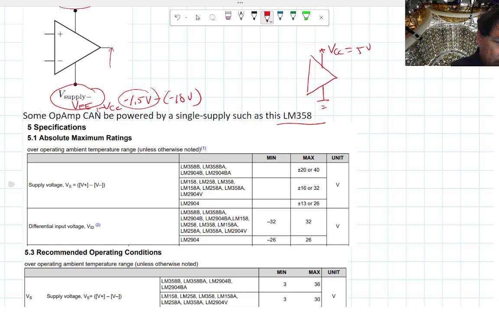You can find these if you see something like this where it says supply voltage equals Vs, and it's the difference between V plus and V minus. So unfortunately, previously they denoted V plus and V minus as the inverting and non-inverting inputs, but in this case, they actually mean the voltage supply.